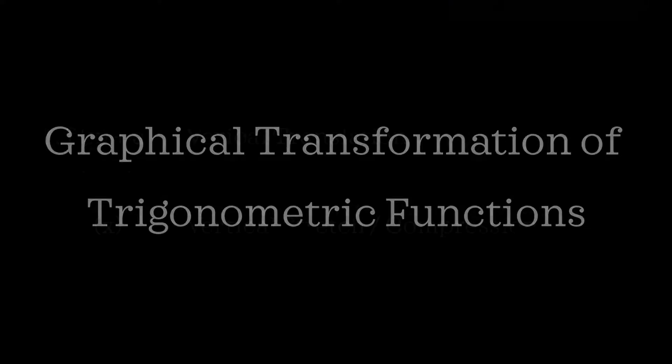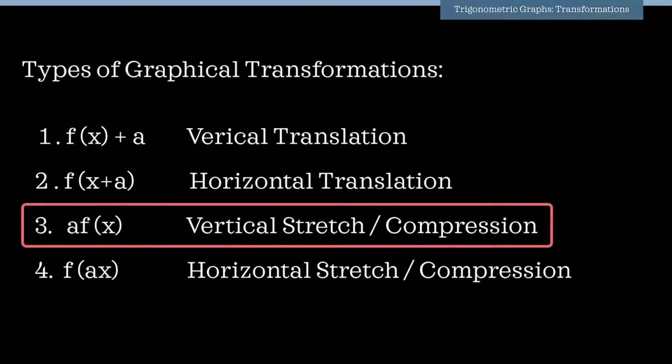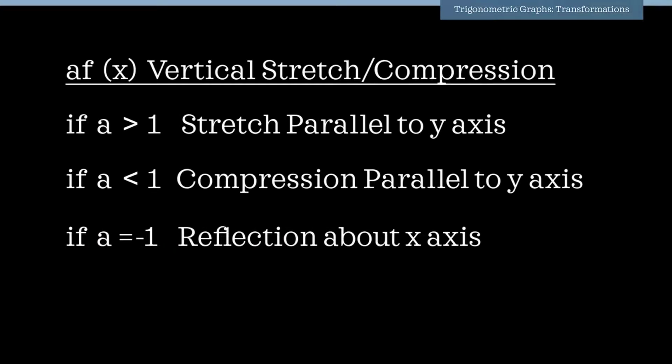In this video, we're going to look at the third type of trigonometric transformation, which is a f of x. So what we're doing here is we're multiplying the function f of x by some constant value a. And what this transformation does is that it stretches the graph vertically by a factor of a, or in other words, it stretches parallel to the y-axis by a factor of a. And if the value of a is greater than 1, it's going to be a stretch. And if the value of a is less than 1, it's going to be a compression.